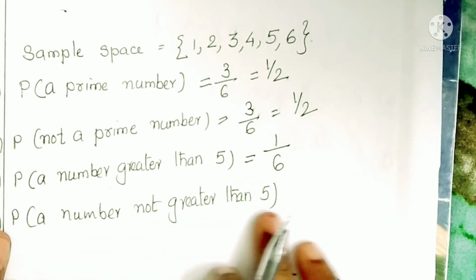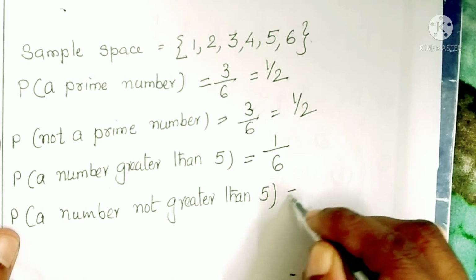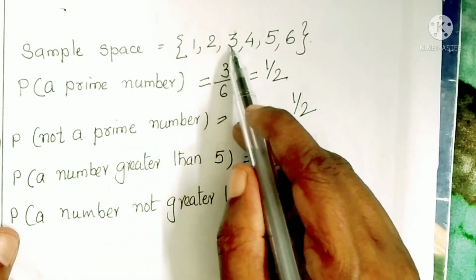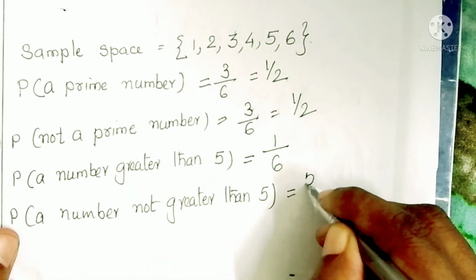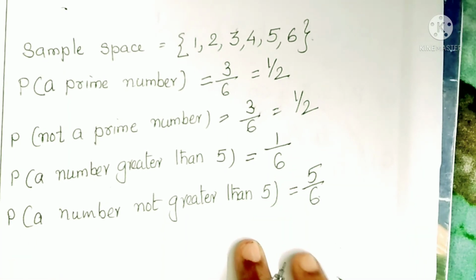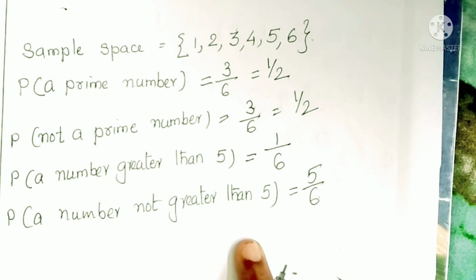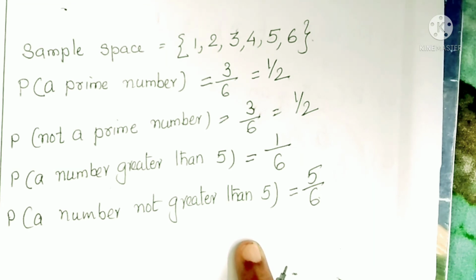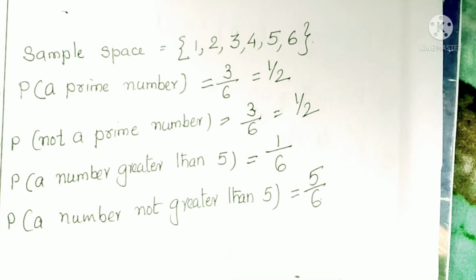P of a number not greater than 5. Not greater than 5, how many numbers are there? 1, 2, 3, 4, 5. So 5 upon 6. So with this question, this exercise gets over, and this is the last exercise in this chapter. So in the next class we will come with a new lesson, that is chapter number 6, square and square root. That's all for today. Thank you.